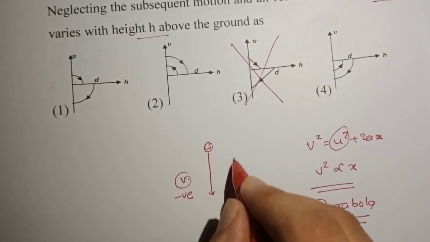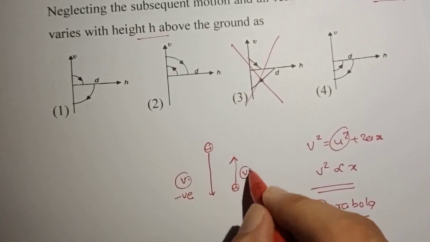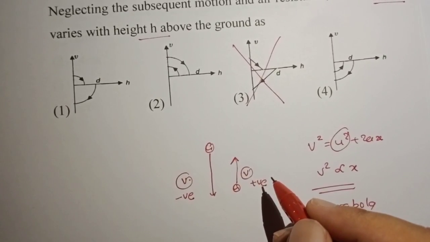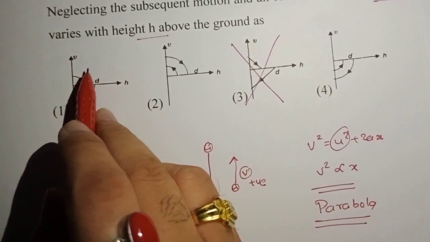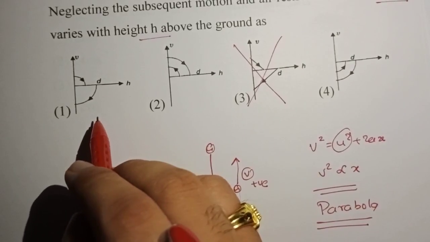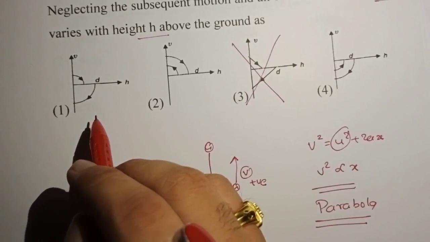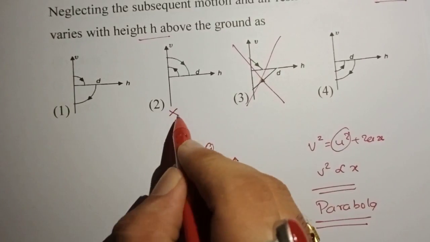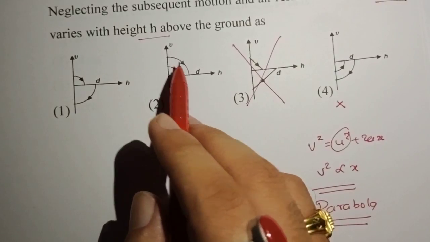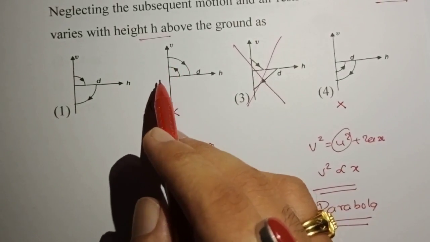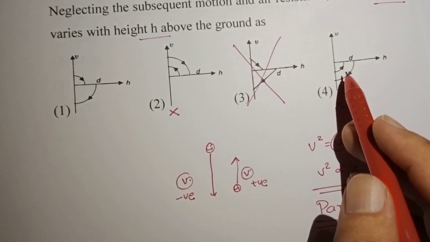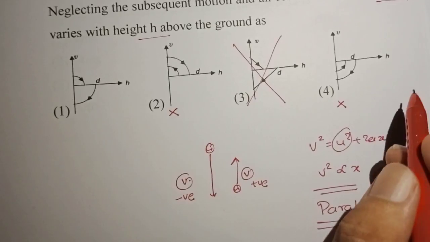The ball bounces back and goes to some height. Here the velocity is positive, which means the graph should be in both quadrants. If the velocity is positive, it should be in the first quadrant. If the velocity is negative, it should be in the second quadrant. So definitely the second option is not possible, and the fourth option is not possible, because according to the second option, whether the ball is coming down or going up, velocities are positive. In the fourth option, velocity is negative both times, so even the fourth option is not possible.